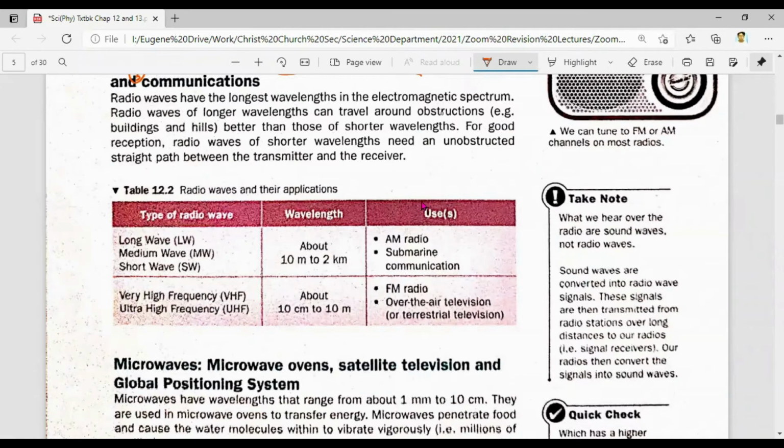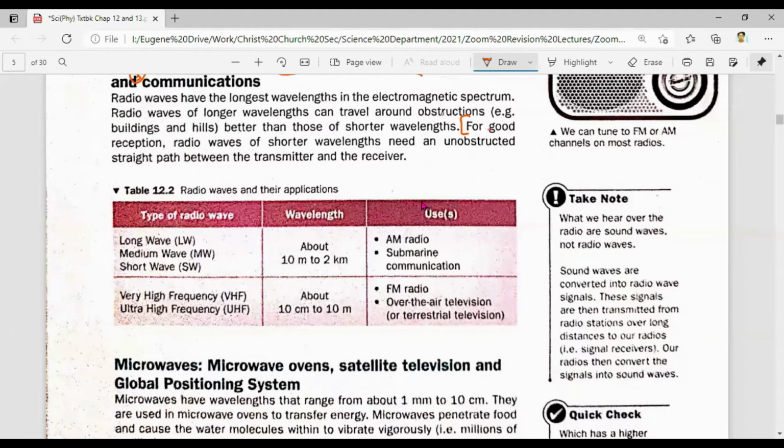Do take note. If you want good reception for radio comms, it's better to use shorter wavelength. Sorry, for good reception for radio waves, if you are using a shorter wavelength, it should be an unobstructed straight path between the transmitter and the receiver.